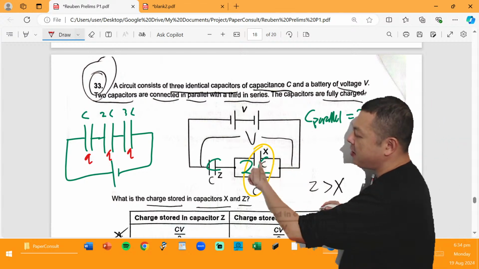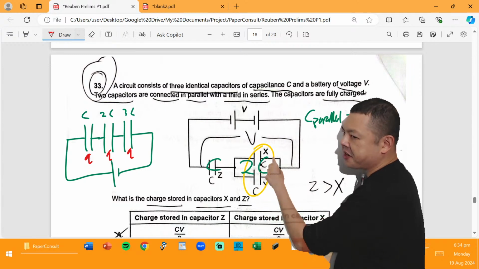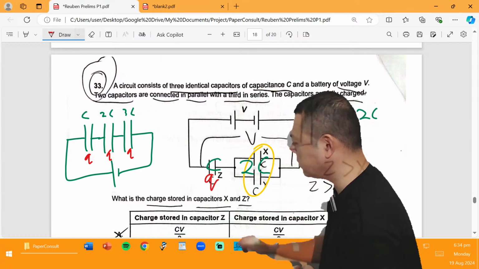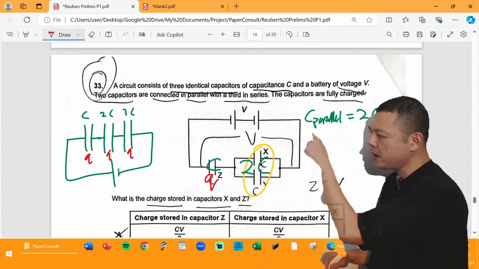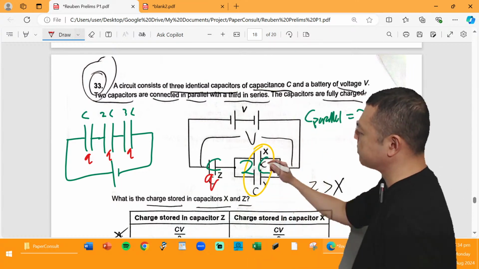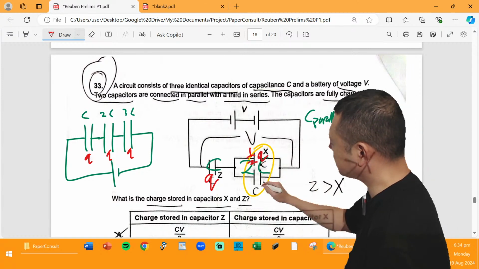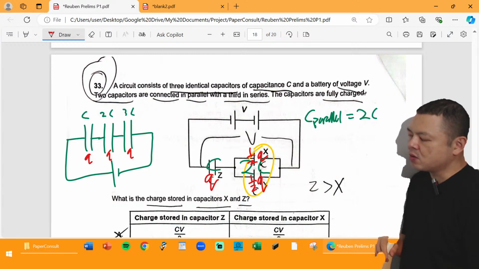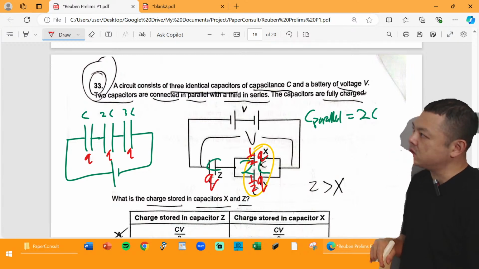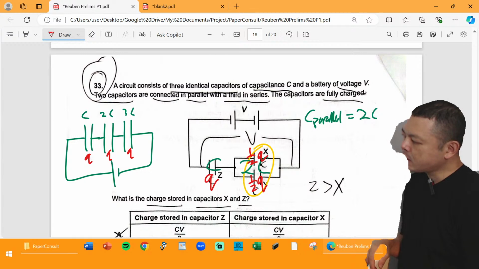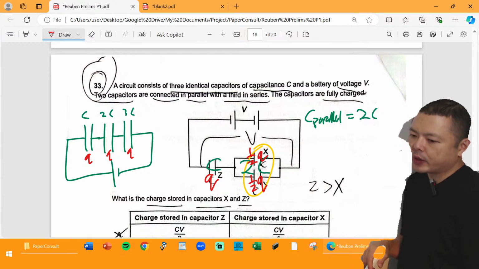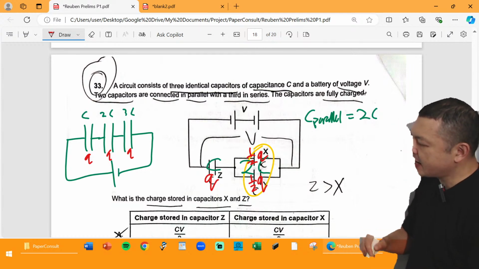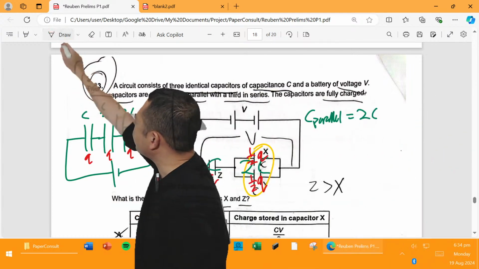But then in parallel, the charge is shared. So while this one is Q, then this one and this one, each of them is half Q. Yes, it's only evenly shared if they have the same capacitance. Right? Otherwise, you have to work it out. Okay? Based on that, let's see what the options are.